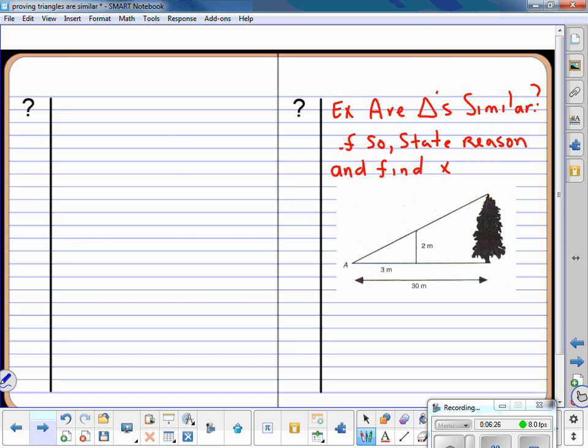Example: are these triangles similar? If so, let's state the reason and solve for x. If you notice, I have two triangles here. I have the smaller triangle, and I'm going to redraw it. There's an A here, and there's a 3.